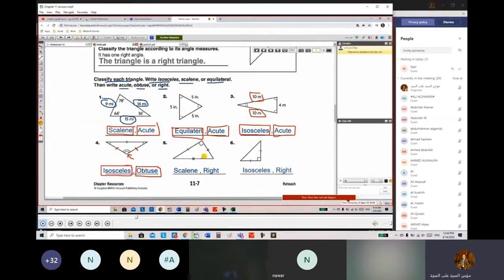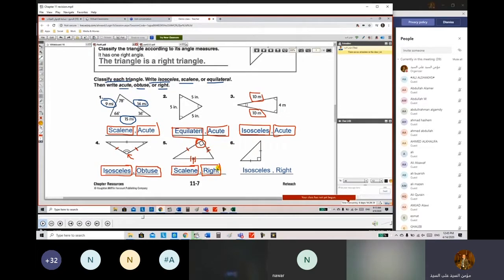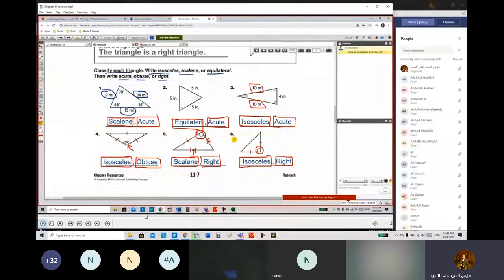The next one, we have the three sides different. We have one, and here we have two, and here we have three. So we have different lengths here, so it will be scalene triangle. And we have this sign for a right angle, so we have right triangle. Here it's the same. We have two equal sides, so it will be isosceles triangle, and we have the sign of a right angle, so it will be right triangle.